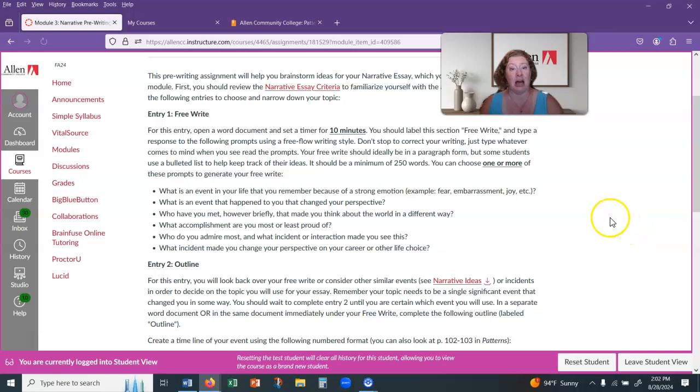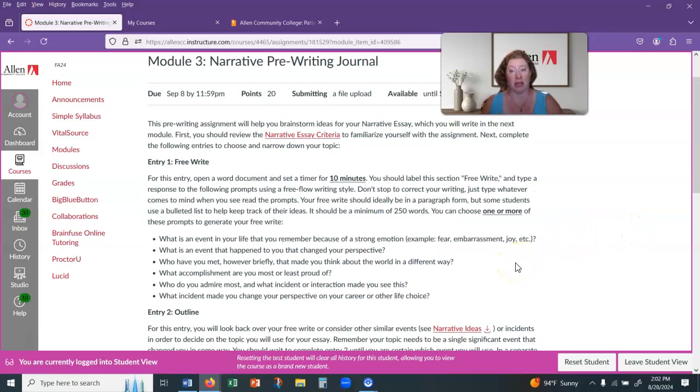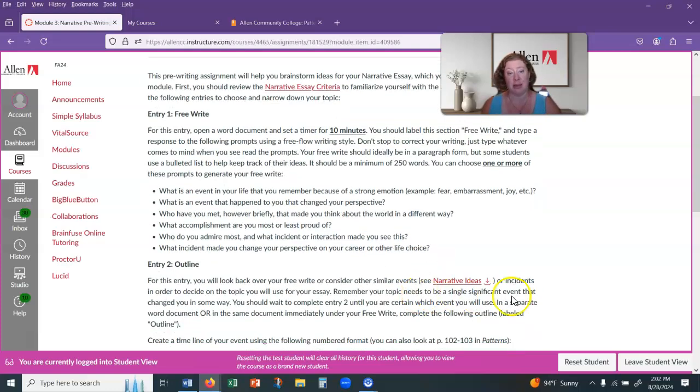This is just a pre-writing journal. We've done this before, except this one only has 2 entries. The first one is a free write. Set your timer for 10 minutes and use these questions to help you brainstorm ideas. You can choose one, you can do all of them, it does not matter. It should be continual typing. We want all of those errors in there because it's a free write, so don't stop to try and Grammarly your way out of it. Just leave all of those errors in there. This is just to help you get some ideas down.